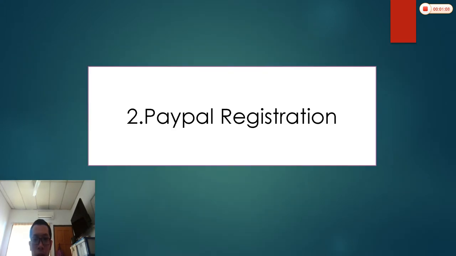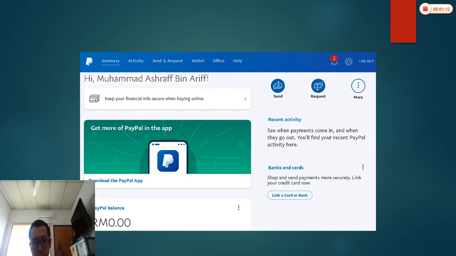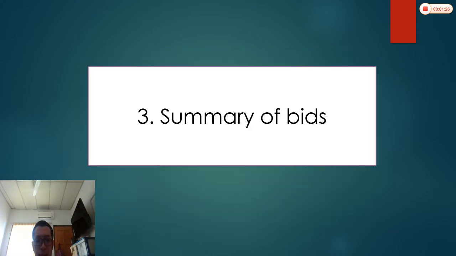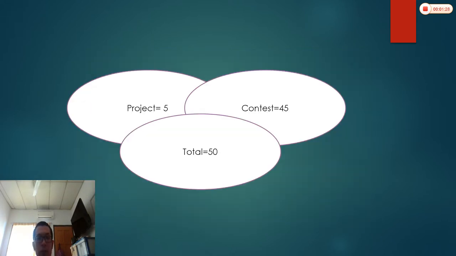Okay. Now let's move to the paper registration. For the paper registration, here is my proof, which shows my paper balance is $0.00, maybe because I didn't get any job or win a contest. Okay. Next, we move to the summary of bids. For the summary of bids, I bid 5 for projects and 45 for contests, which sums up to 50 bids.